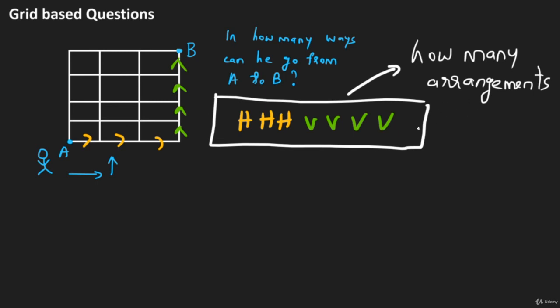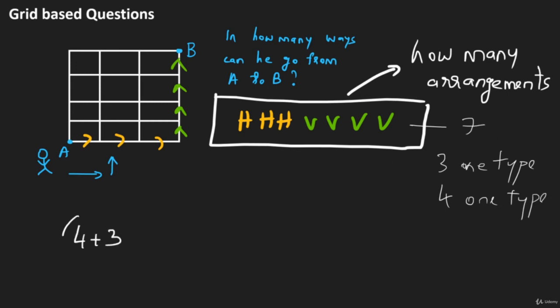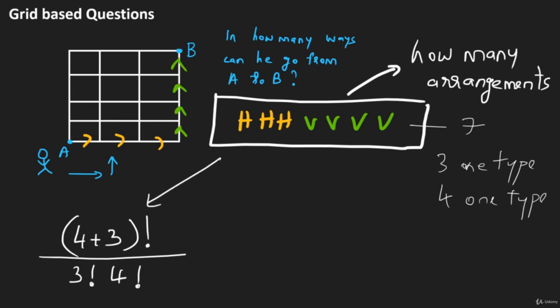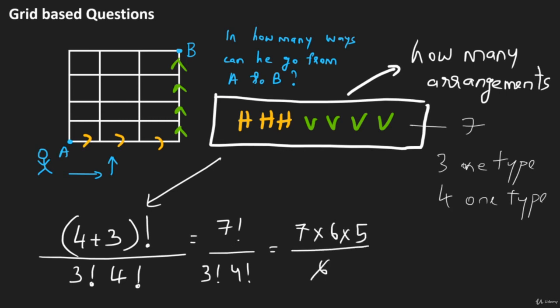Over here you have a total of 7 items, 3 are of one type and 4 are of one type. And we know that the number of arrangements in this type of a scenario is (4 plus 3) factorial divided by 3 factorial into 4 factorial, which is equal to 7 factorial by 3 factorial into 4 factorial. You can simplify this as 35. So in this question, the number of ways in which he can go from A to B such that he moves only towards the right and to the top is equal to 35.